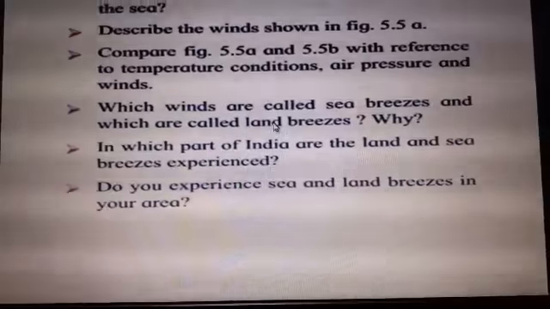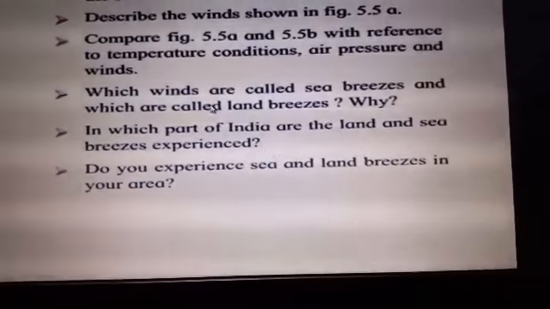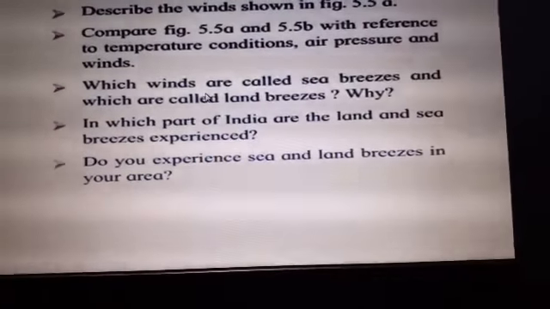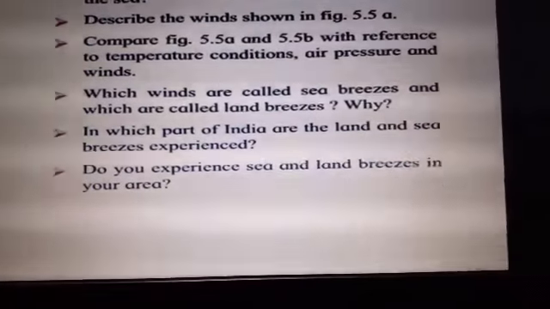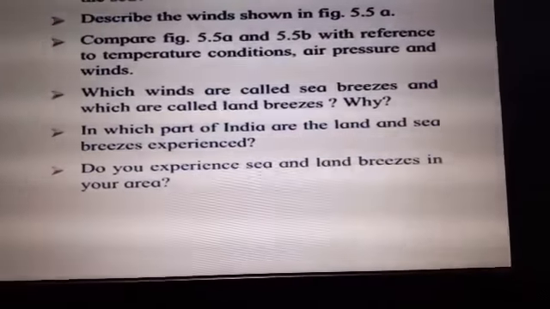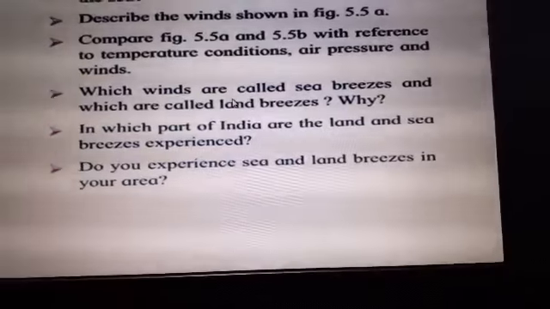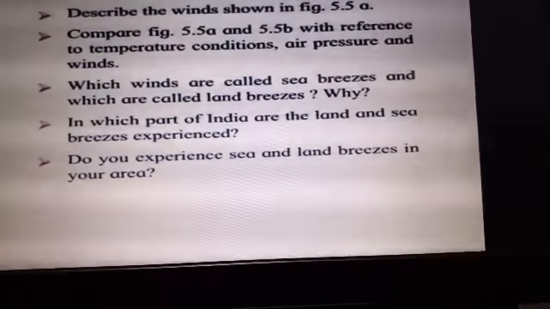Which winds are called sea breezes and which are called land breezes? Why are they called so? Let us see first the sea breezes. Land breezes are shown in figure 5.5b. These breezes blow from the land towards the sea at the night time. Sea breezes are shown in figure 5.5a. These breezes blow from high pressure over the water to low pressure over the land. Okay.